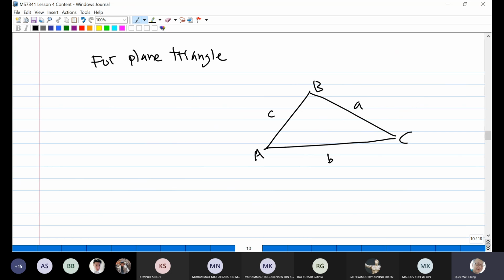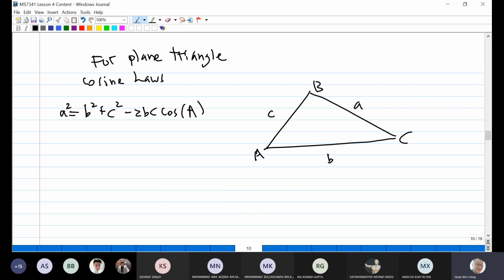For a plane triangle, remember the cosine law now? Let's say how to find A square. A square equals B square plus C square minus 2BC cosine angle A. This is the cosine law for a plane triangle.